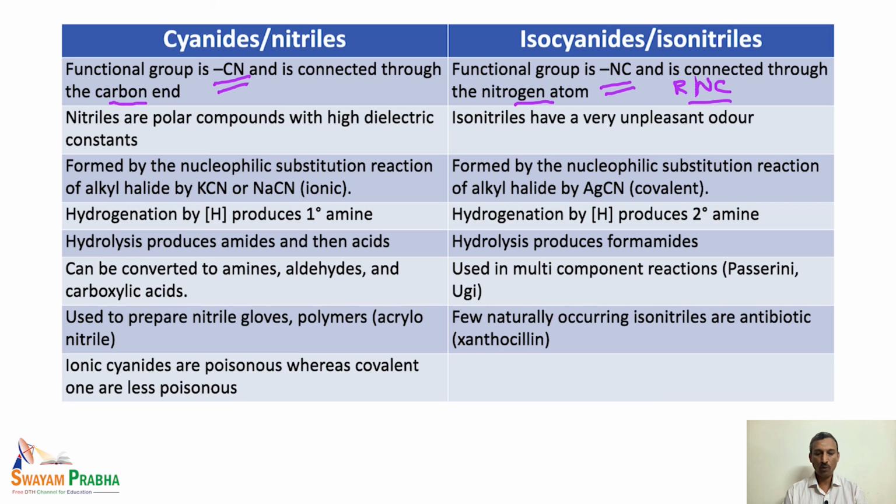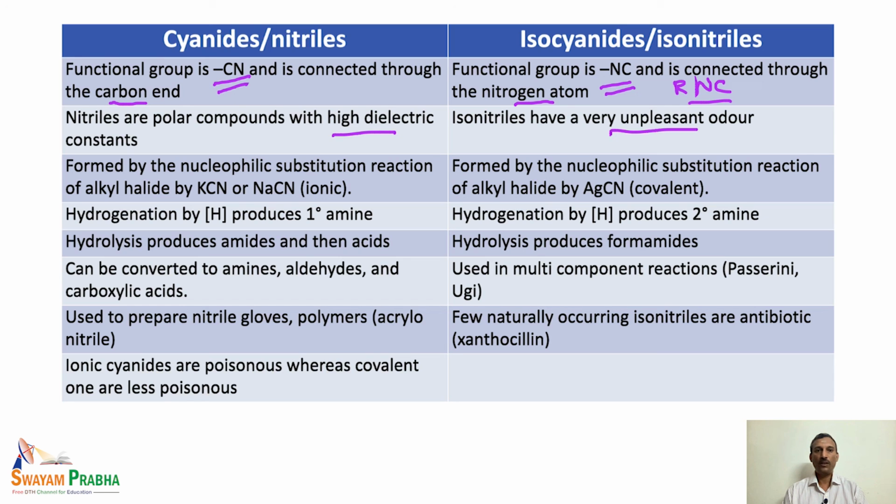Nitriles are basically polar compounds, and they have high dielectric constants that we have seen earlier also. So, there is a full positive charge on nitrogen, and a negative charge is also present on the carbon atom. So, due to that these compounds are highly polar, and they show high dielectric constants. Isonitriles have a very unpleasant odor. That's why they are also called carbylamines, and primary amines can be converted to isonitrile in the carbylamine test, and the very unpleasant odor of the carbylamine confirms that we have a primary amine.